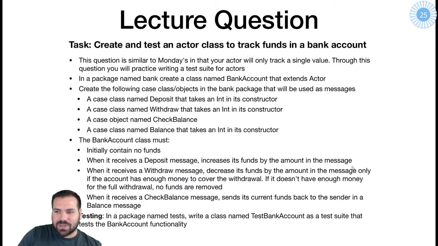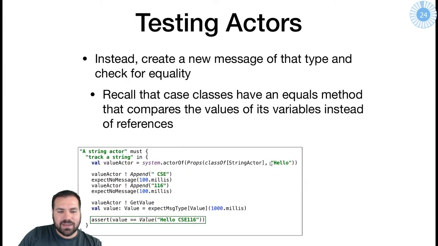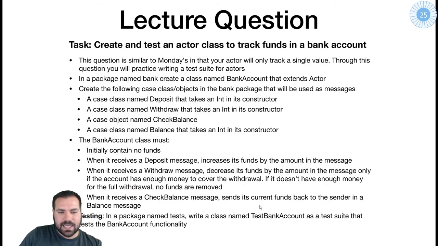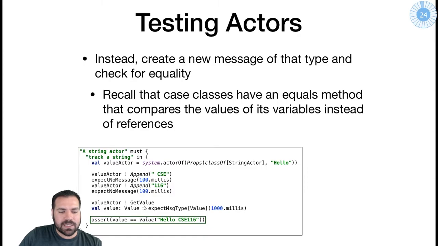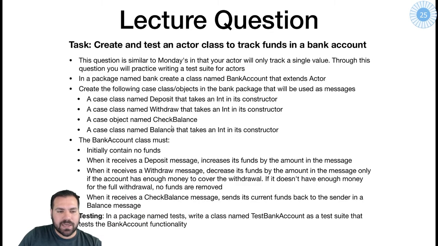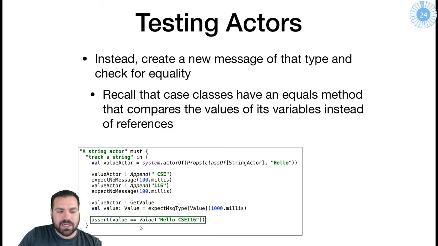Today's lecture question demo, let's go. I mean, I can't really give it away, but you're doing similar things. You're going to create a bank actor, give it deposits, give it withdrawal messages, making sure you're waiting between each message if the order matters, and then sending the check balance message, expecting a message of type balance, and then making sure that balance is what you expect. So I feel like it's pretty straightforward from the lecture.